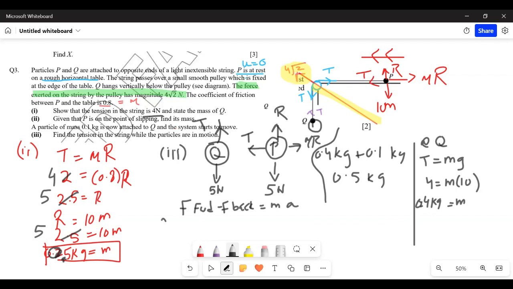So now we're going to use forward force minus backward force is equals to MA, because now there's acceleration. So at Q, it's going to be 5 minus T. 5 minus T is equals to 0.5 A. Call that equation number 1.